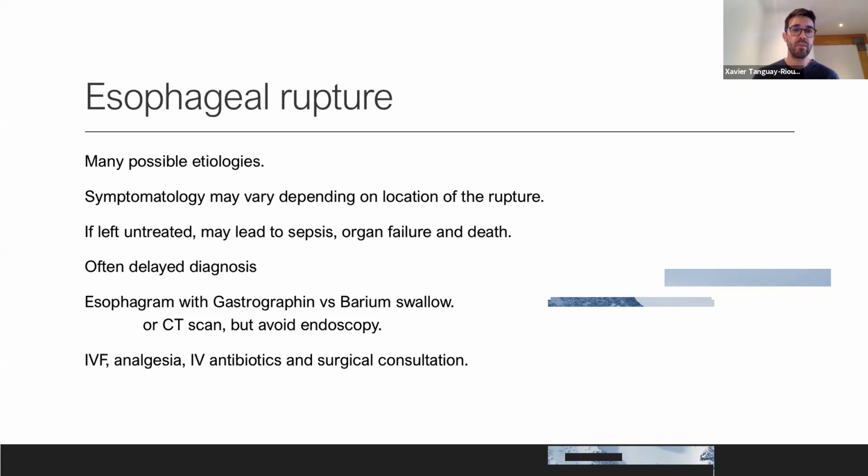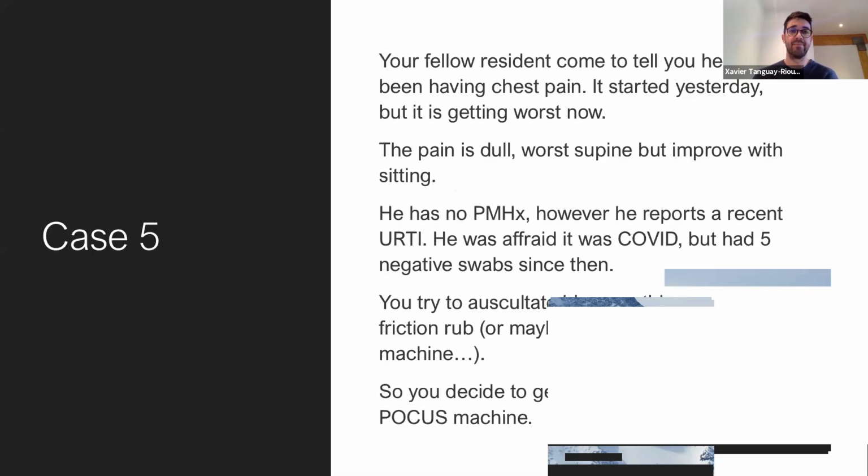Next case, and your colleague resident comes to tell you that he's having chest pain. It started yesterday, but now it's getting worse. The pain is dull. It's worse when he's laying flat, but it improves with sitting. He has no past medical history. However, he reported a recent URTI. He was afraid he was having COVID, but he got 5 negative swabs since then.